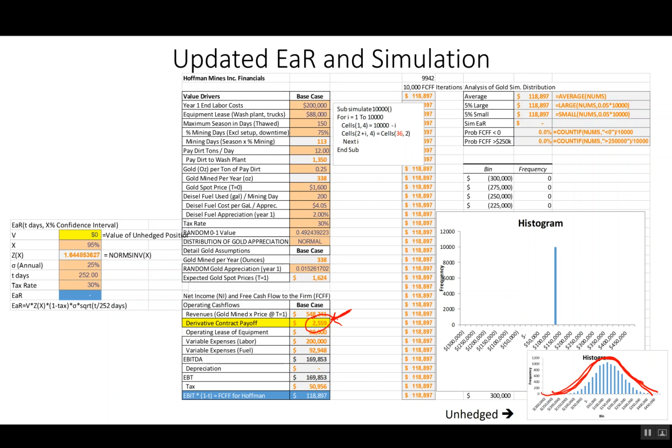When I ran the simulation with this payoff of the derivative contract, 1632 minus the spot price, whatever the random spot price, it turns out that every one of those 10,000 Monte Carlo simulation values, every change in gold, was perfectly offset by a cash flow from the forward contract. All of the 10,000 iterations turned out to be exactly 118,897. So I went from a risk that looked like this to a situation where I know exactly my cash flow, as long as the quantity is the same.